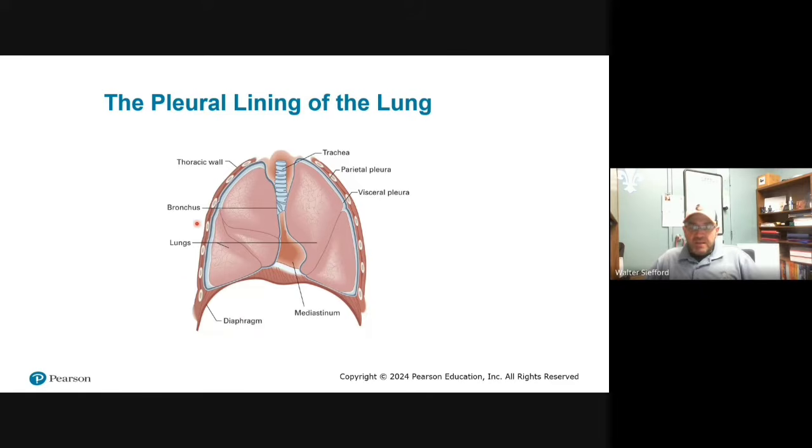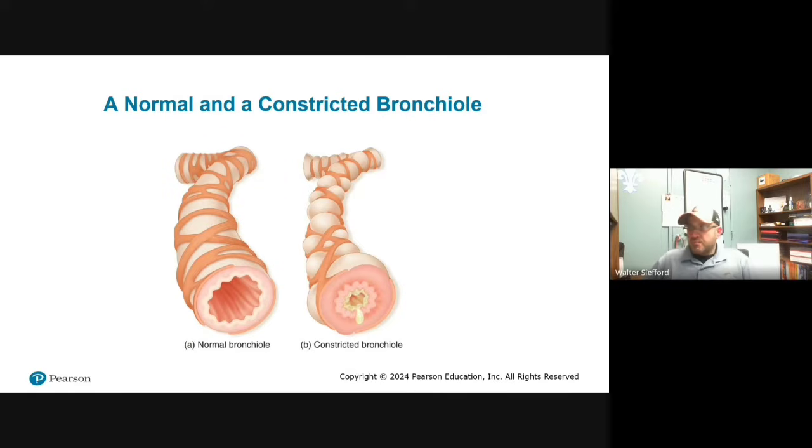So the pleural lining is the outside lining of the lung. This allows the lung to move semi-independently of the ribs. It also gives it that protection because remember we want to make that negative airspace. It's going to talk about bronchioles and how they can constrict and dilate. This is going to come more when we get into med emergencies. We start talking about things like asthma.